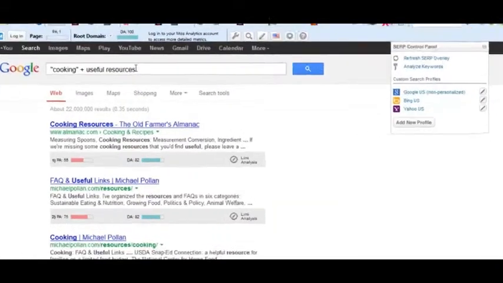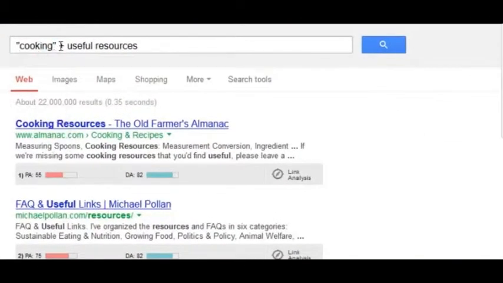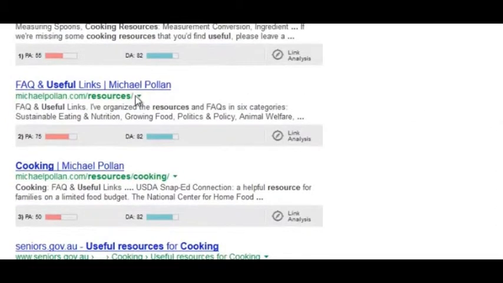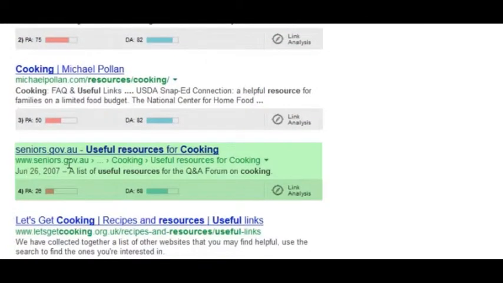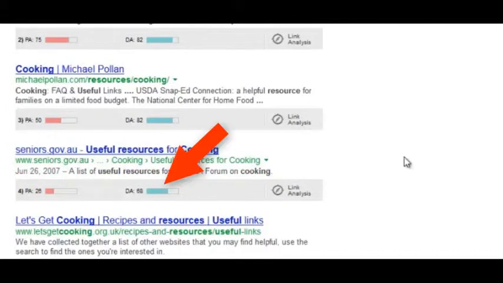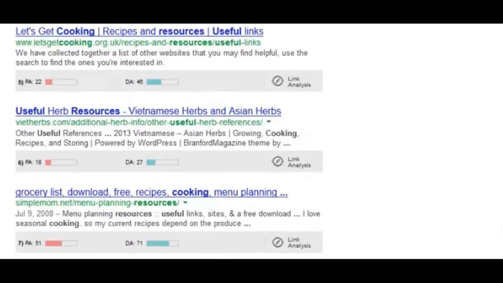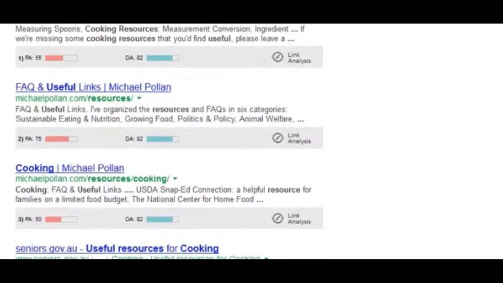Here's another search that I like to use, which is the keyword in quotes again, plus useful resources. And the reason I like this is just because it brings up a totally different set of results. And in this case, it's a totally different set of results, including some authoritative sites. This is Michael Pollan's website. It's a domain authority 82. Seniors.gov.au is a domain authority 68. So these are a lot of powerful sites that would be great to get a link on. And it's the same process. You go one by one through them and see which piece of content you have on your site would be a good fit.